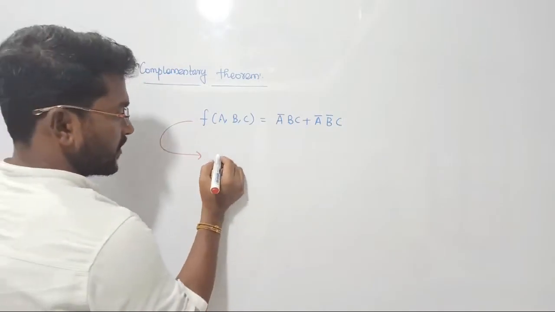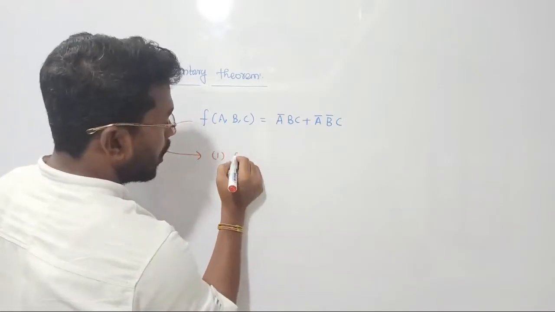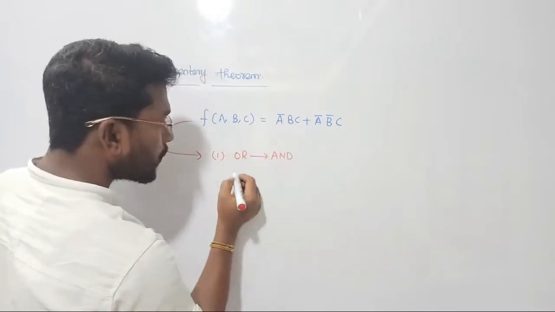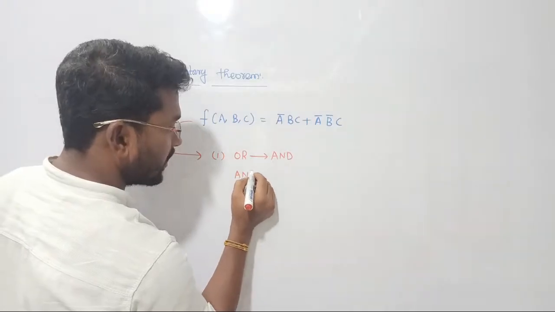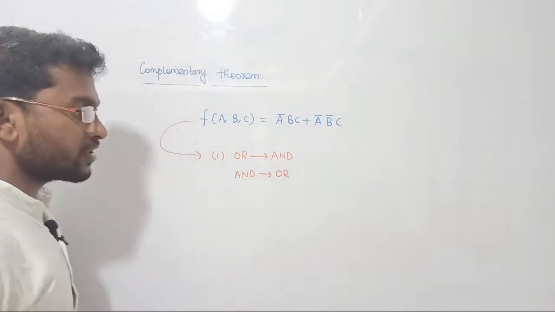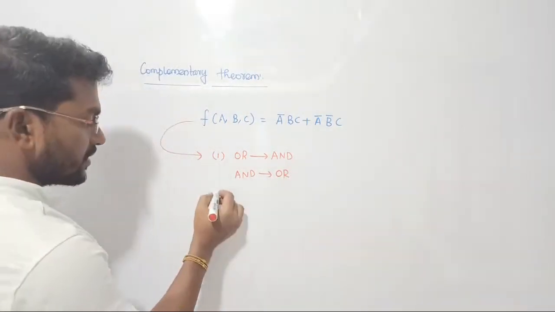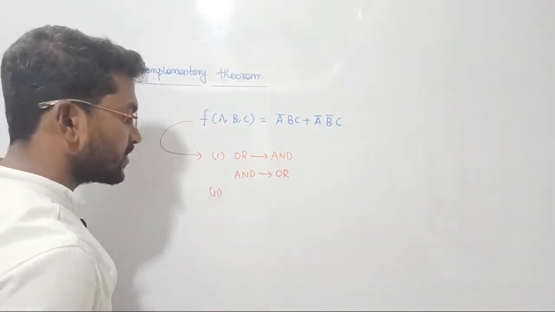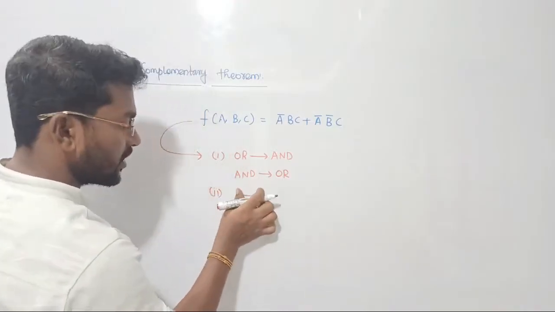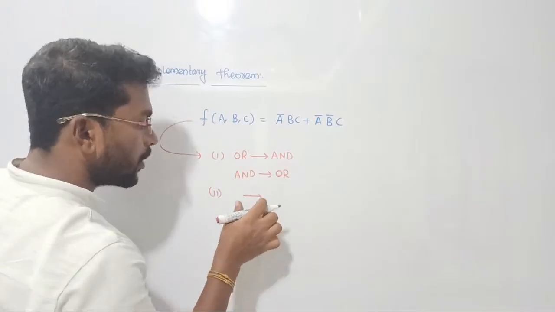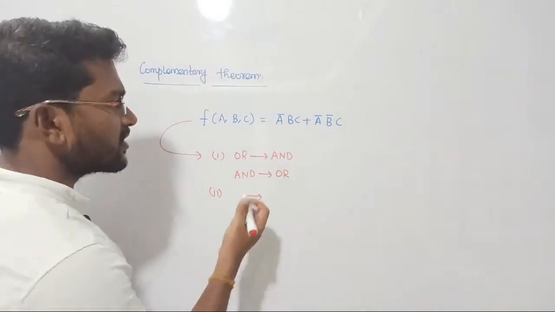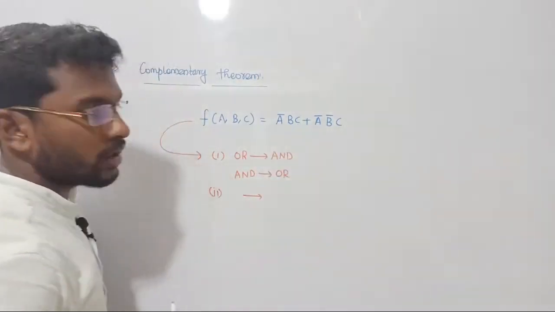Complementary, in the sense, first, step number 1: OR will become AND, and AND will become OR. It is the same as our duality. First we should apply duality. As well as the second step, let me generalize: we should take the complement of all variables, all literals. Literals, in the sense, each and every Boolean variable is called a literal.